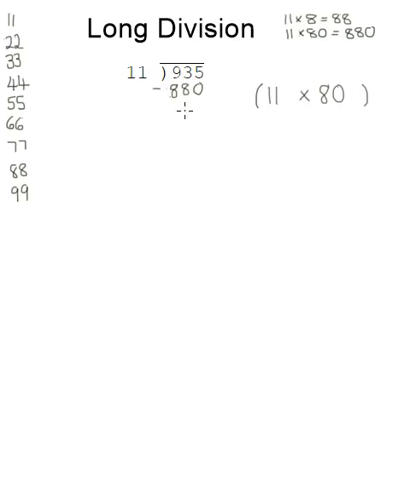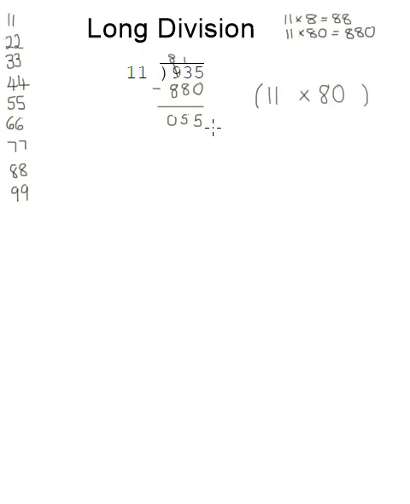So let's take these away. I've got 5 take away 0, which is 5. 3 take away 8, I can't do that, so I'm going to have to borrow from the 9. That will become 8, and this one will become 13. So I have 13 take away 8, or 8, 9, 10, 11, 12, 13, so that's 5. And then I have 8 take away 8, which is just 0. So I'm left with 55.